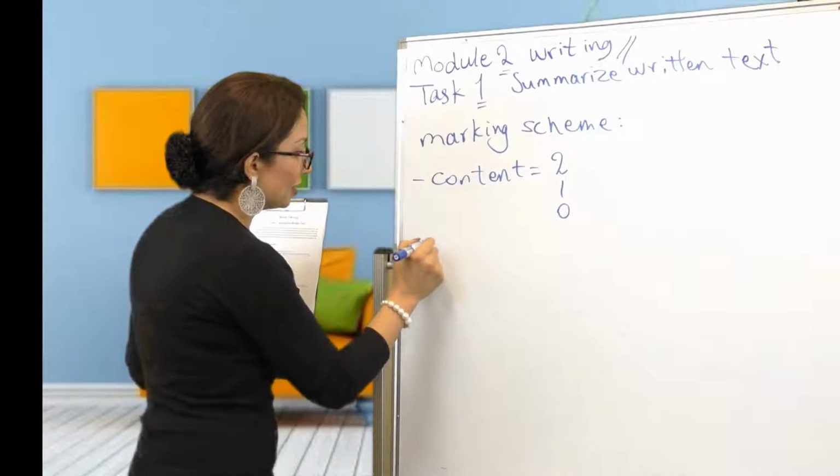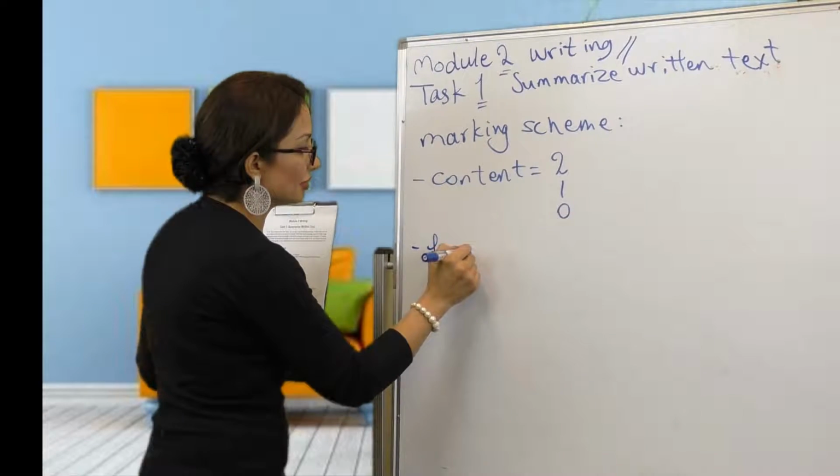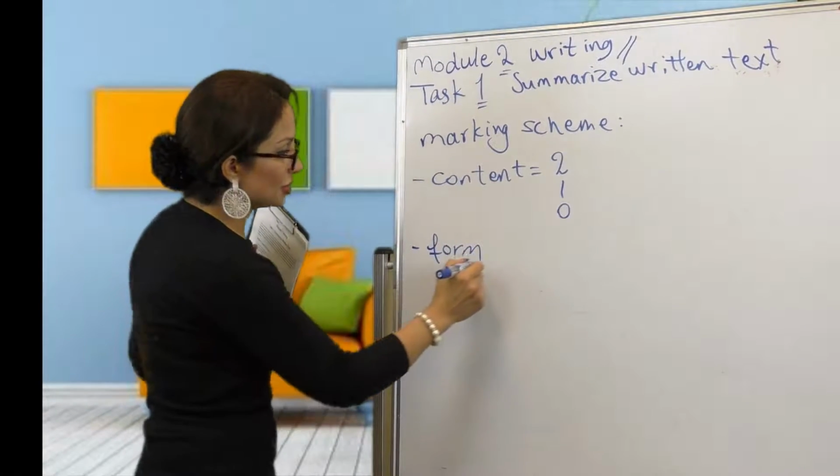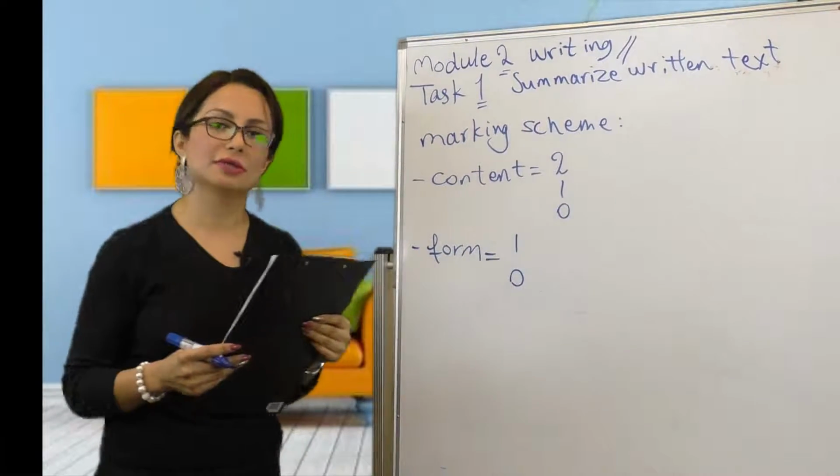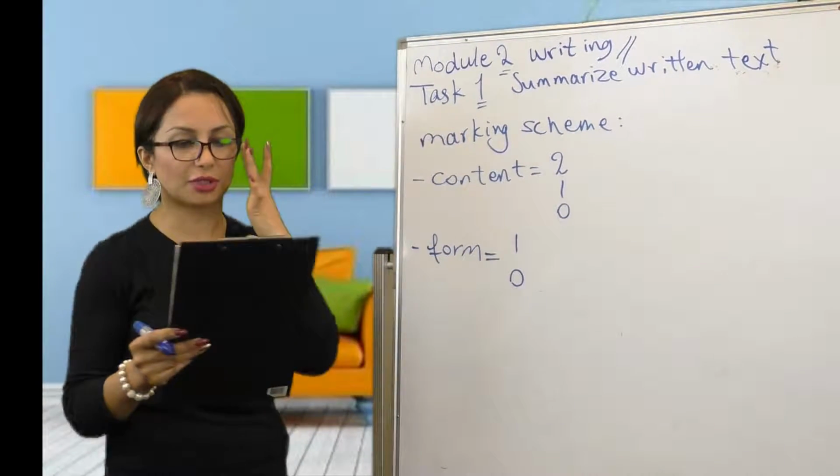The second area of marking for summarizing the written text is form of your presentation, which is marked either 1 or 0, and it has only two levels of marking.